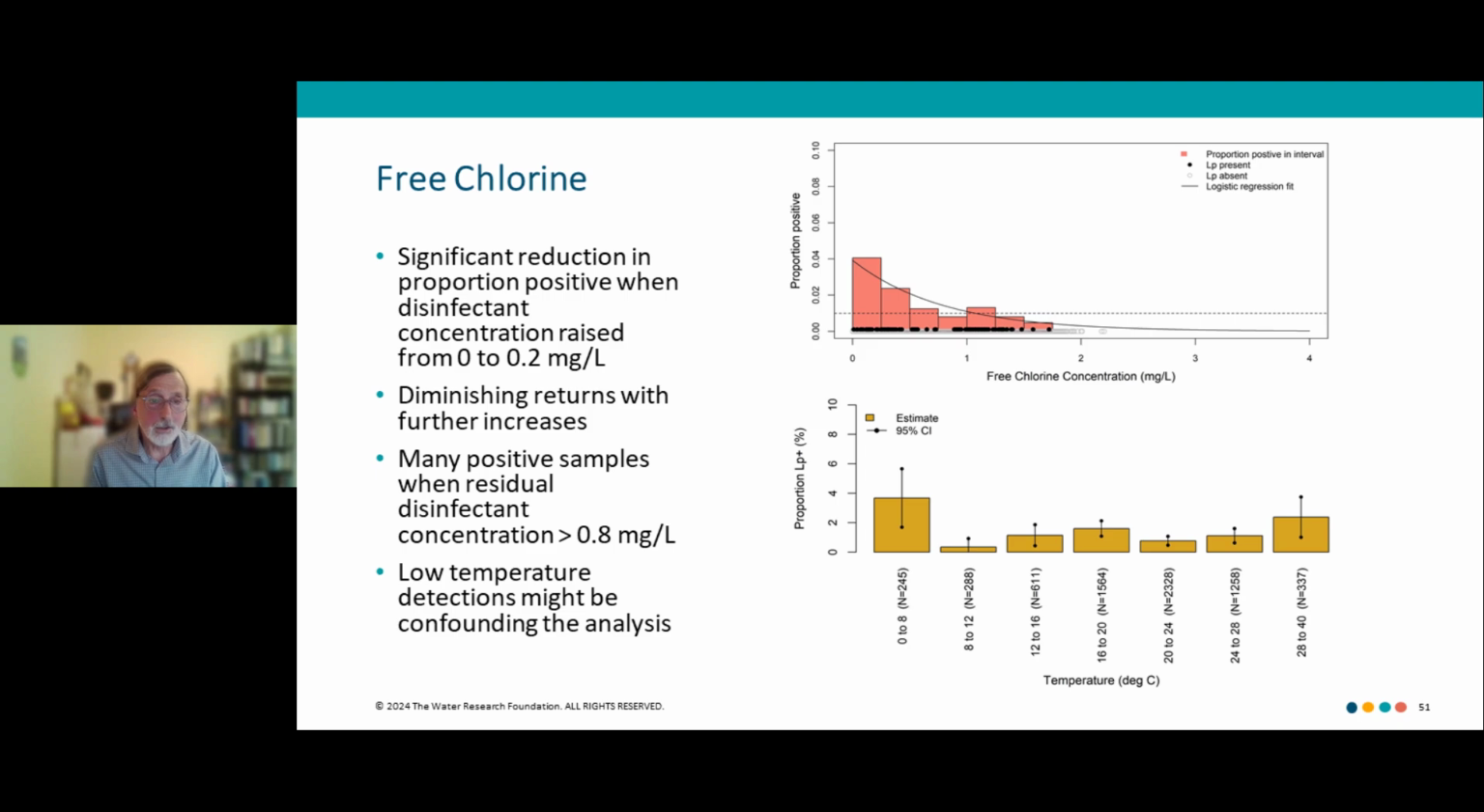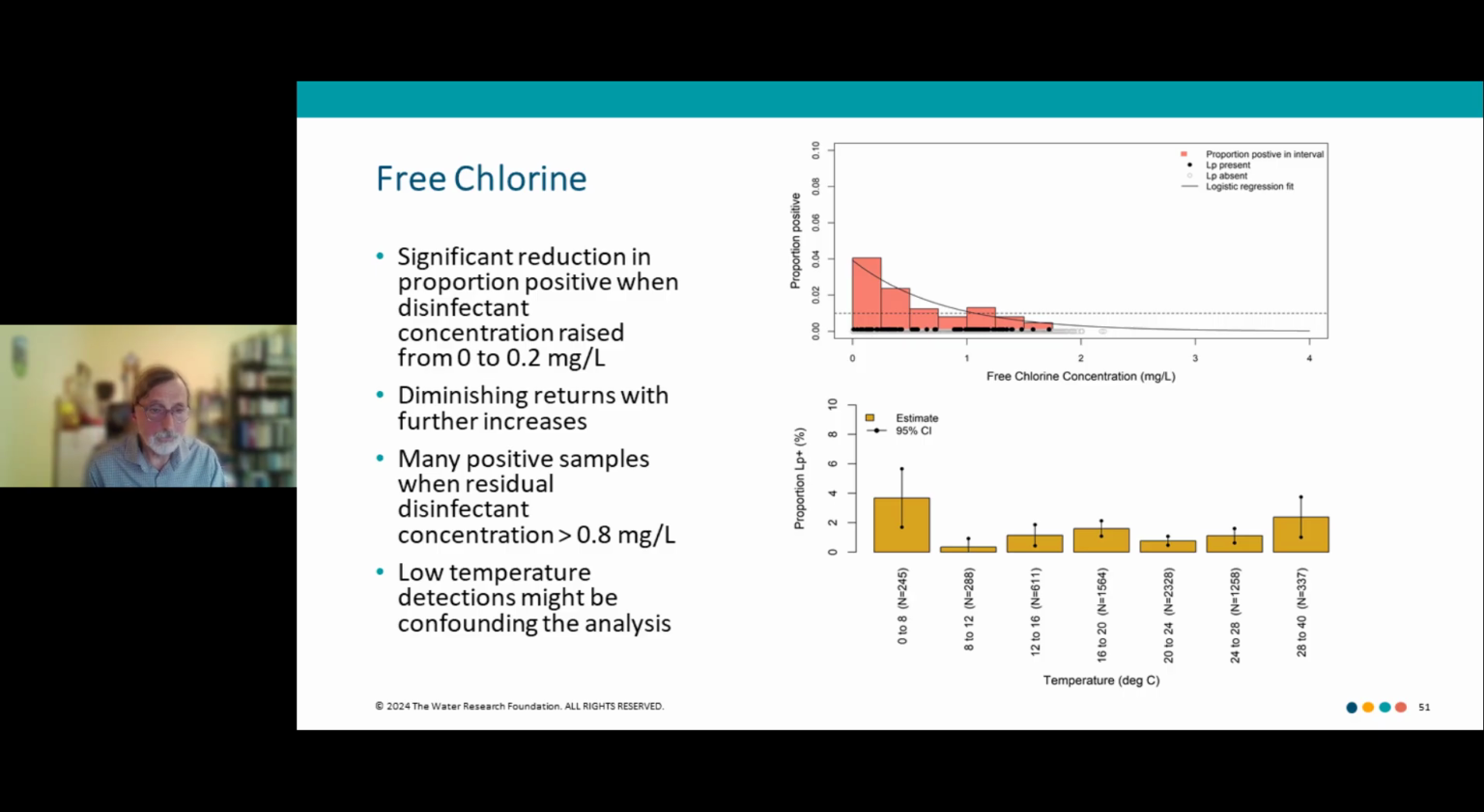Free chlorine. So let's look at the pictures first, and then we'll go through the results. In the upper right-hand side, you see free chlorine on the x-axis and the proportion positive on the y-axis. There are, I don't know what color that is, salmon bars of arbitrary width. We decided to make them each 0.2 chlorine units wide. And that's an arbitrary decision, but it shows the data reasonably well. The black dots show the positive samples, and the lighter dots show the non-detect samples.